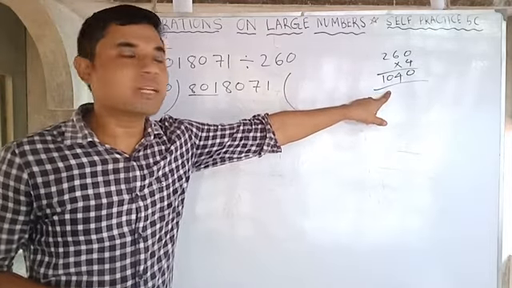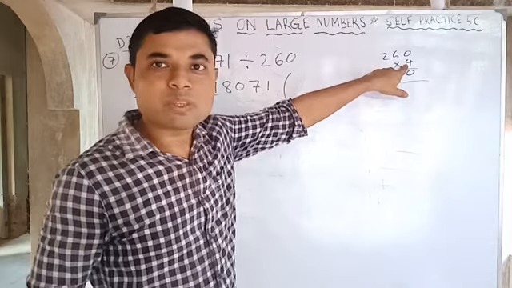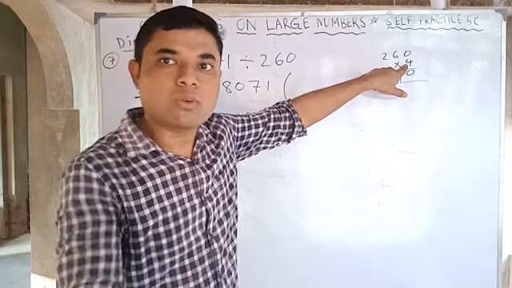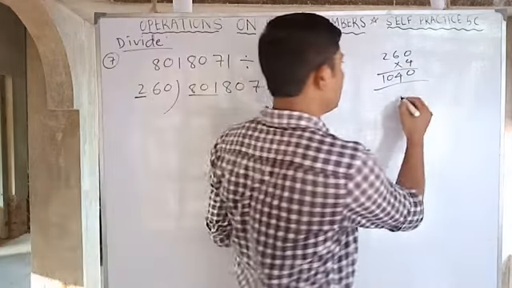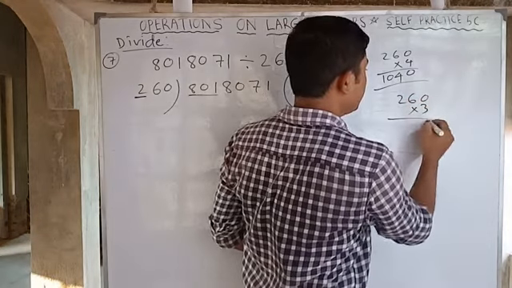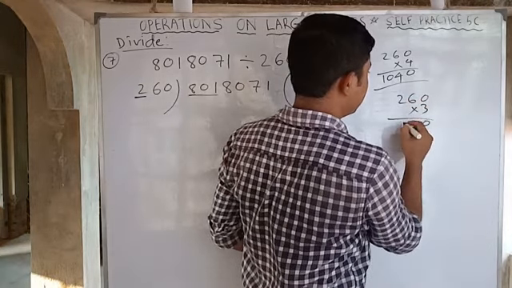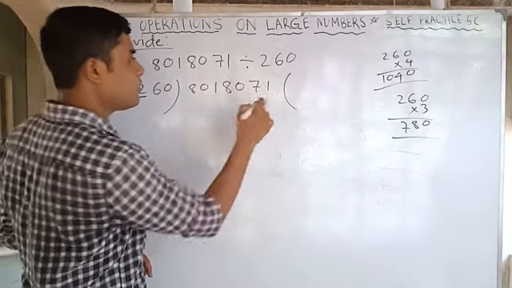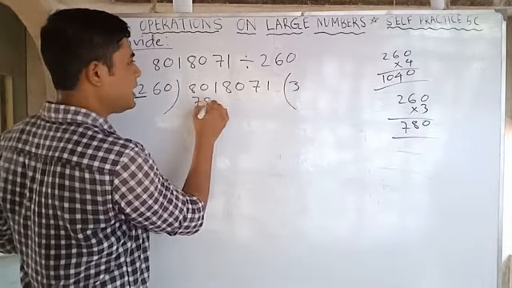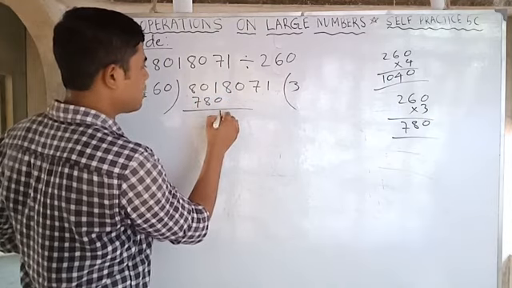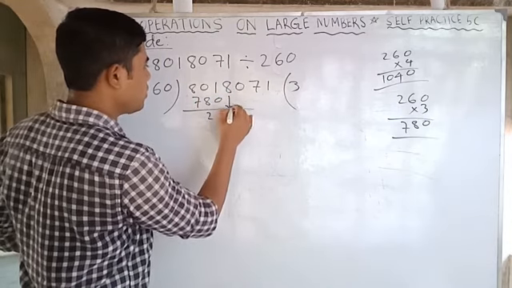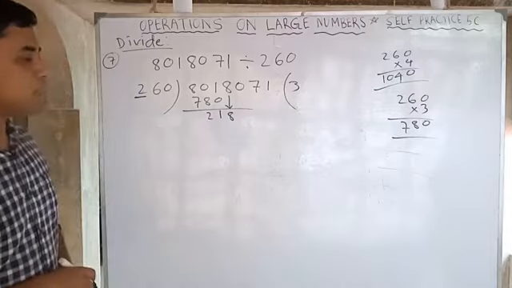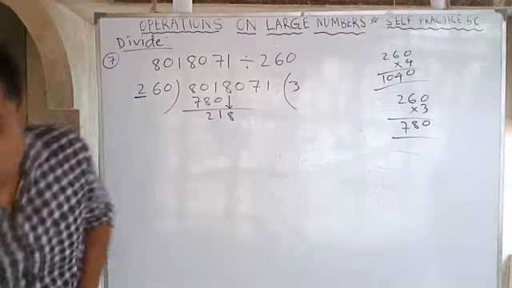So we will check for which number? Less than 4. Just the previous number of 4. That is 3. So let's check for 3. 260 and 3. 0, 8, 6, 7. 780. That means 801 will go by 3, 7 8 0. Now subtract, 1 2. What will you do? This 8 will come down. Is it clear, my dear students?